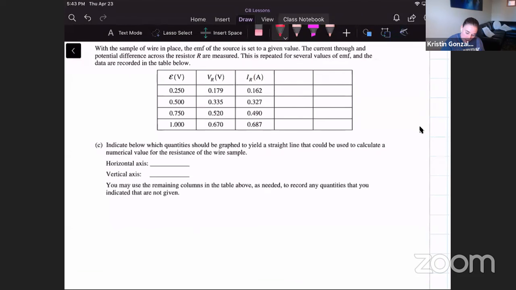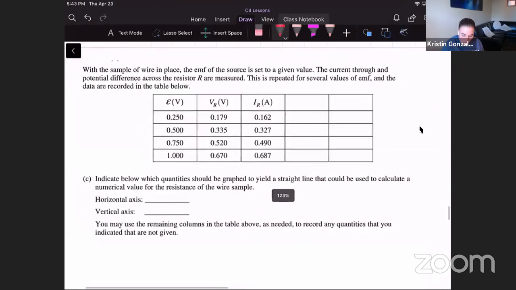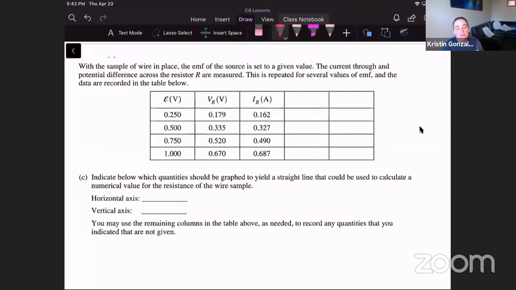So what do we want to graph in order to be able to determine what the resistance of the wire sample is? This is one of those where we're trying to figure out what we are going to graph to get something else. So what do we have to do? We have to come up with a relationship, an equation. Always when you're trying to graph something, you got to start with your equation. So what would be an equation that we would use for this situation?